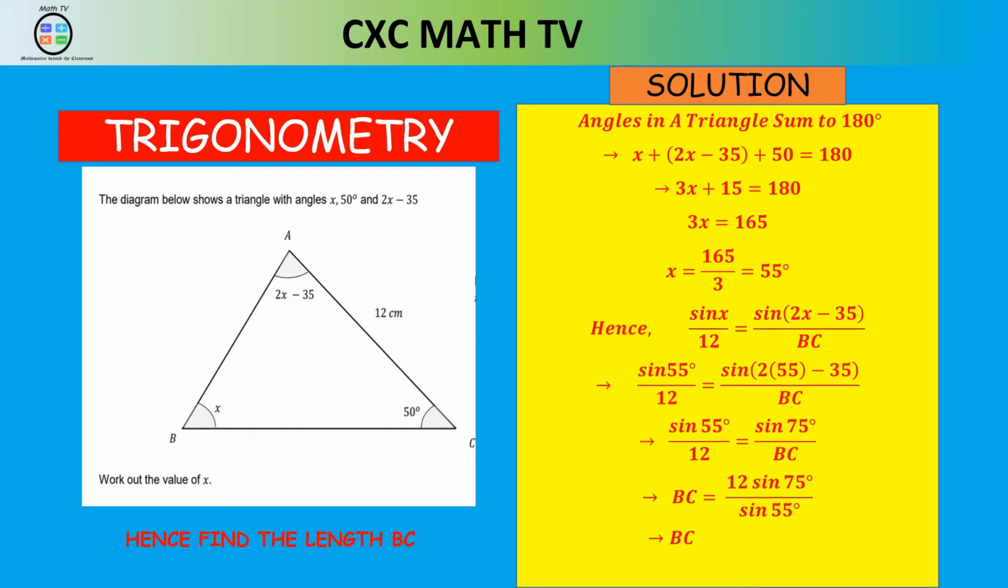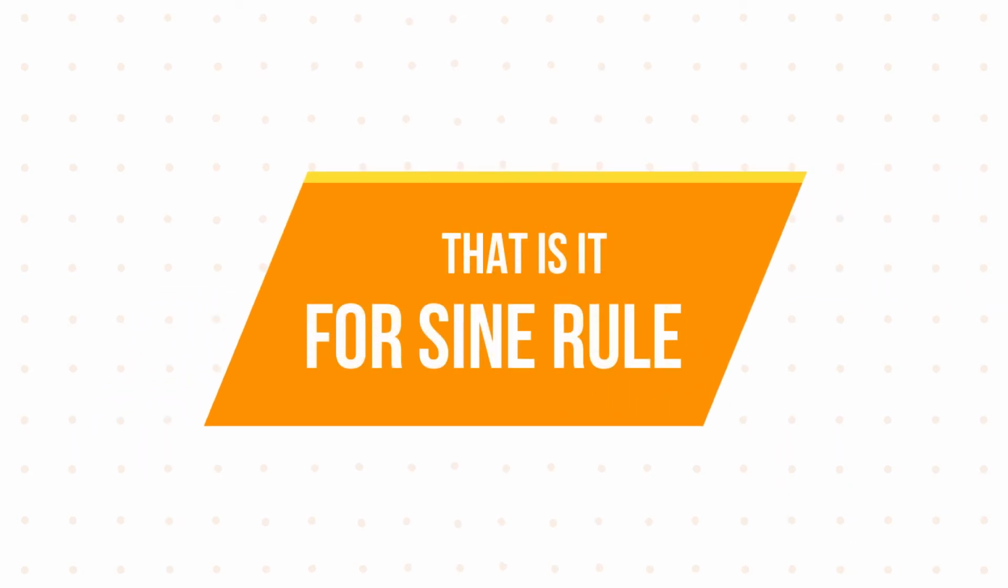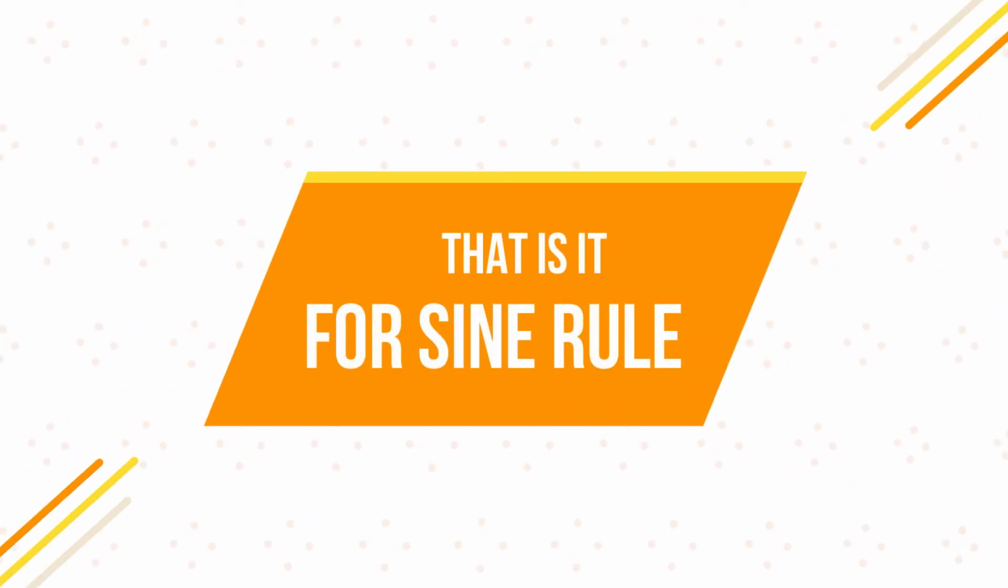So we transpose and make BC the subject, and we get 12 sine 75 over the sine of 55, that is BC. You put that into your calculator, and so BC is 14.15 centimeters. And so the length of BC is 14.15 centimeters. Beautiful. That right there is the use of sine rule. Really nice. Now, let's go ahead and look at cosine rule.